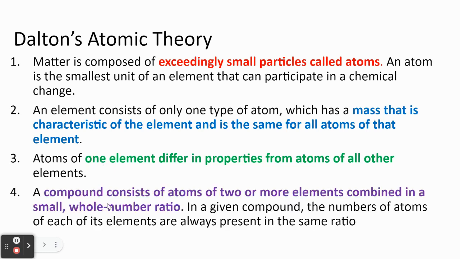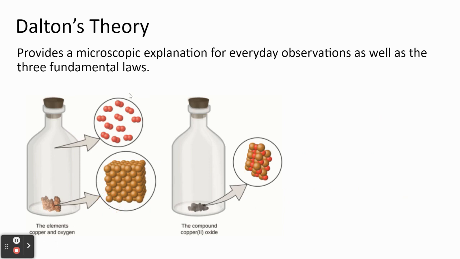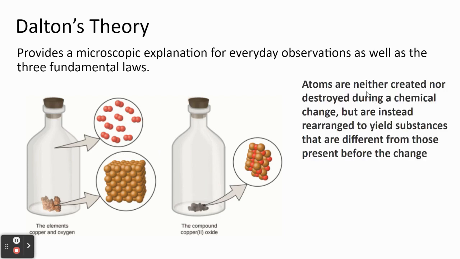And the fourth statement deals with compounds. Compounds are 2 or more different elements that are combined together in some type of small whole number ratio. And this provides a microscopic explanation for everyday observations. So if we have a container here that has copper and oxygen in it, and the copper and oxygen react to form copper oxide, we'd see that the atoms are neither created nor destroyed during that chemical change, but instead they're just rearranged to produce substances that are different than what we had to start with.